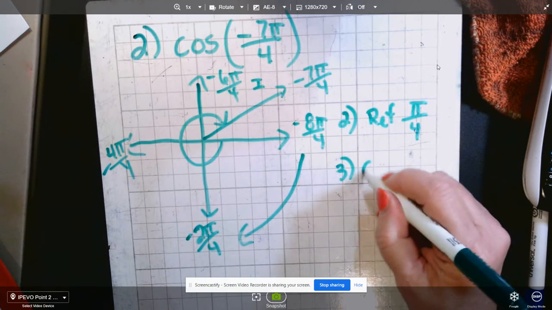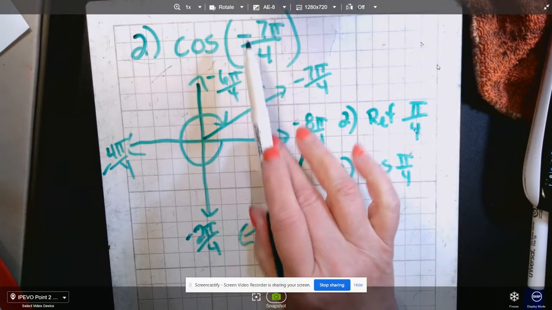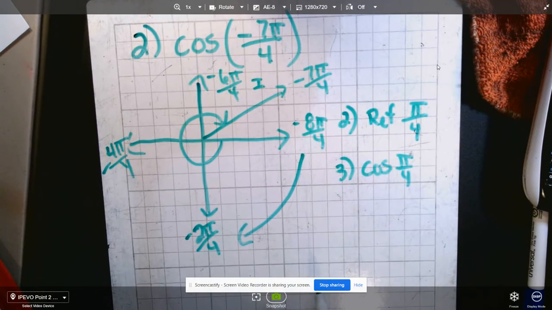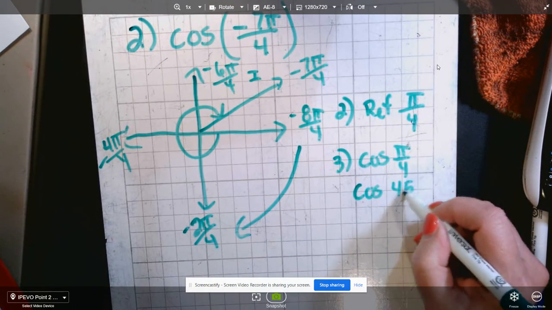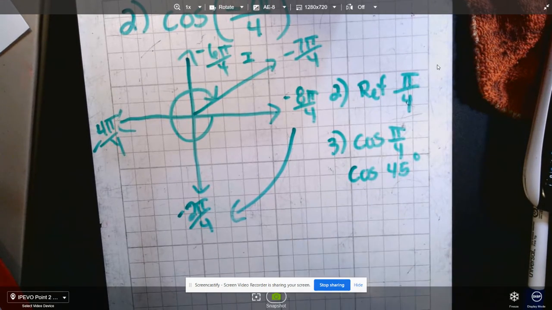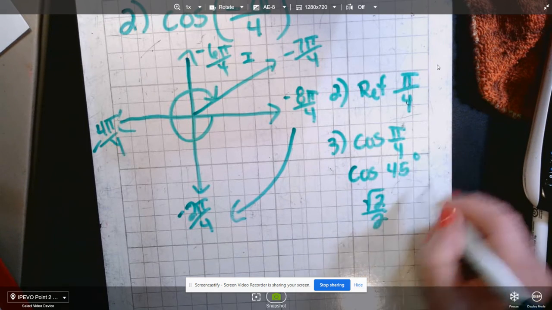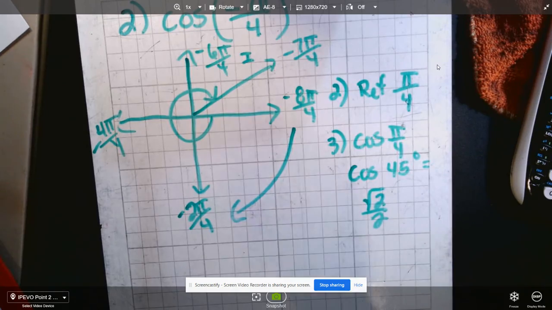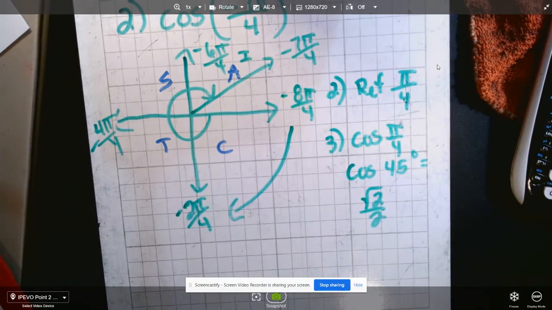Well, what I need to know then is what is the cosine of pi over 4, because I know the cosine of negative 7 pi over 4 is going to have the same value as the cosine of pi over 4. Well, I know the cosine of pi over 4 is also the cosine of 45 degrees. And if I remember my quadrant 1 chart, I know that the cosine of 45 degrees is the square root of 2 over 2.